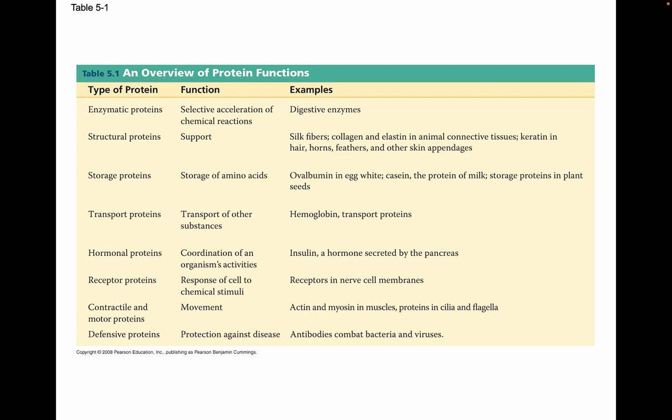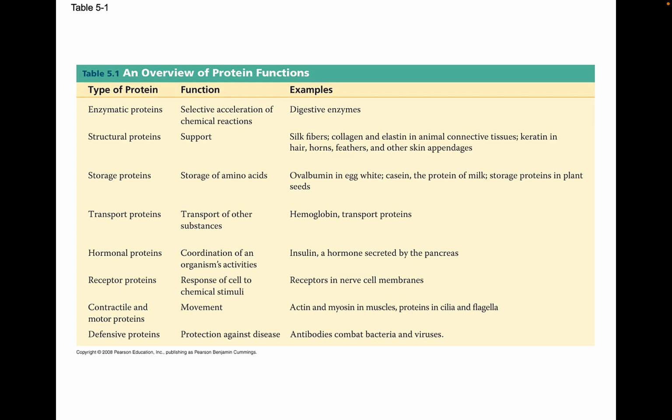Transport proteins, which are used to move other things around, probably the best known, and I'm pretty sure the most abundant in your body, are the transport proteins of hemoglobin, which transport oxygen throughout your body. And we'll talk a little bit later, when we talk about protein structure, about the importance of the structure of hemoglobin in transporting that oxygen.